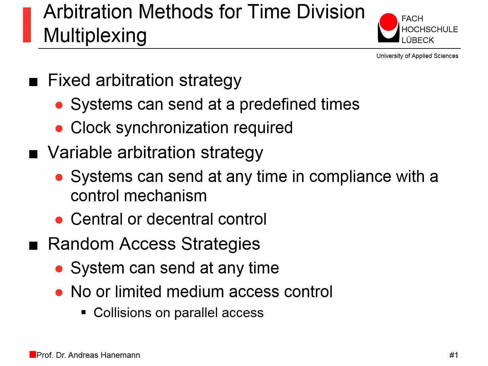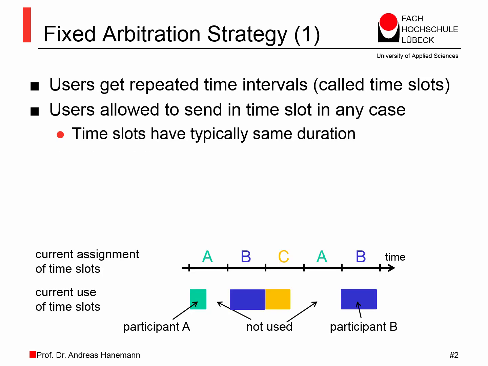Finally, there is the random access mechanism where systems can also send at arbitrary times. However, there is no or only limited control concerning the access to the medium, so that collisions can occur. Now we start to take a look at the methods in detail.